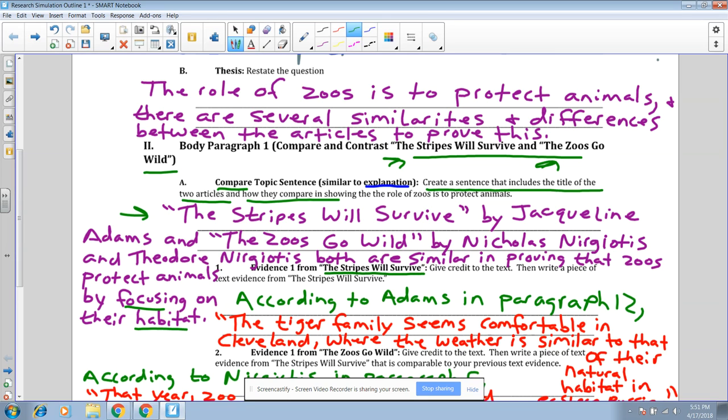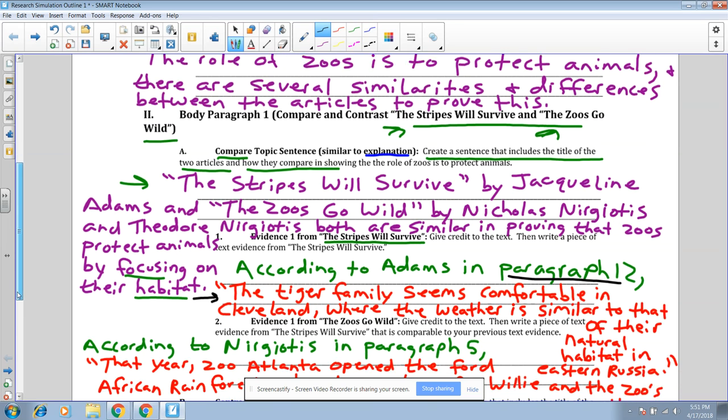So now that I have that similarity, my next job is we're grabbing a piece of evidence from the first article. Remember, we always give credit to the text, and we also talked about when we're writing a paper like this, it's really better to quote. So we're really finding a sentence that we can use word for word. So remember, when we give credit and when we quote, we need to use either a page number or a paragraph number. Now, I went with paragraph numbers for this assignment because the online PARCC test may not have a page number, so I'm just being safe. I'm using a paragraph number. But my piece of evidence needs to focus on how the zoos focus on their habitat.